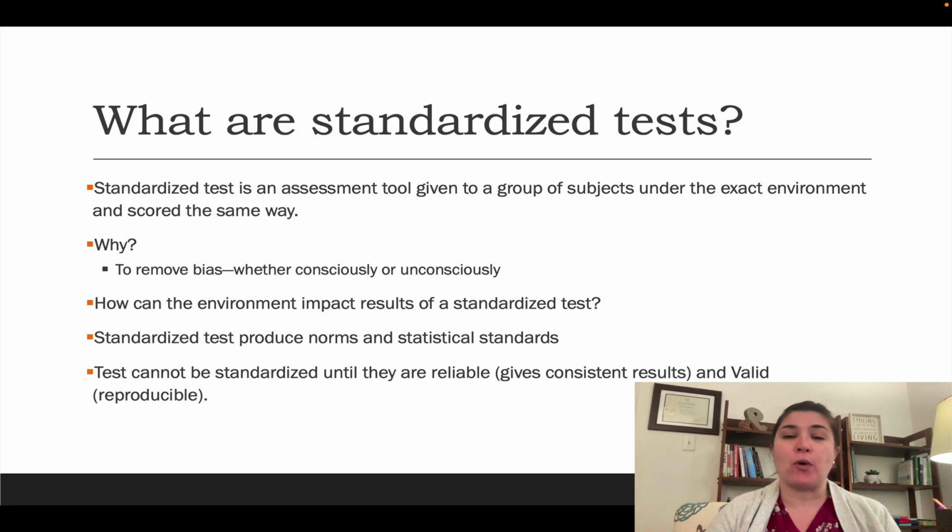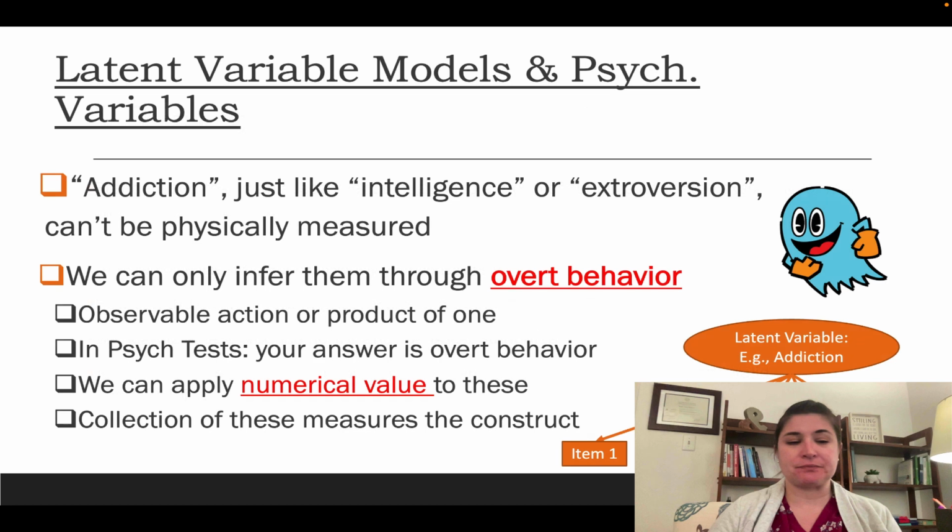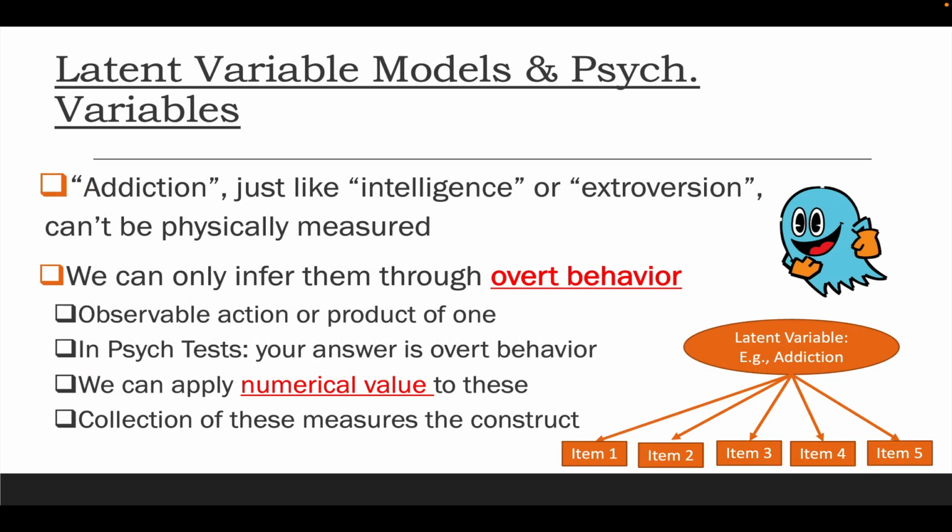Standardized tests produce norms and statistical standards. A test cannot be standardized until the test is reliable, meaning it gives consistent results. It also needs to be valid, meaning it can be reproduced. With psychological tests, we tend to have latent variable models and psychological variables.